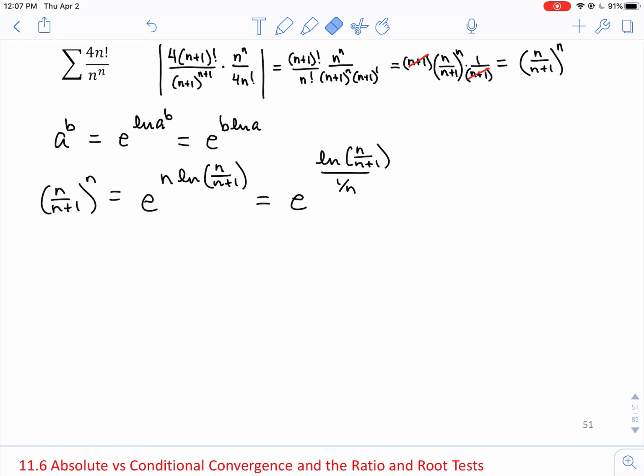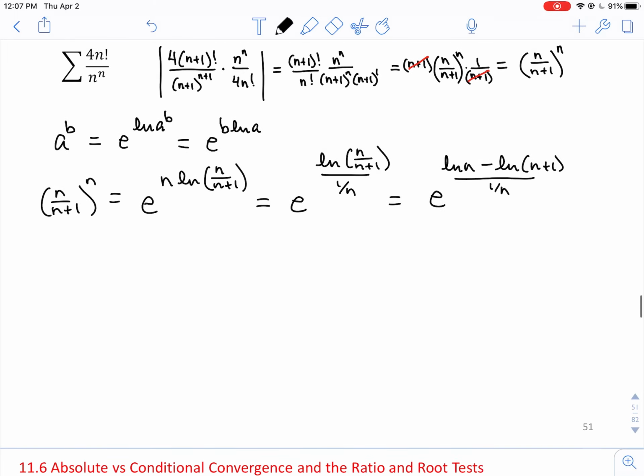Now, before I actually do L'Hopital's rule, I'm going to do a property of logarithms. If you recall, if you have log of a over b, you can do log a minus log b. I'm going to use that property on this exponent first. It will make the derivative much easier. So natural log of n minus natural log of n plus 1.